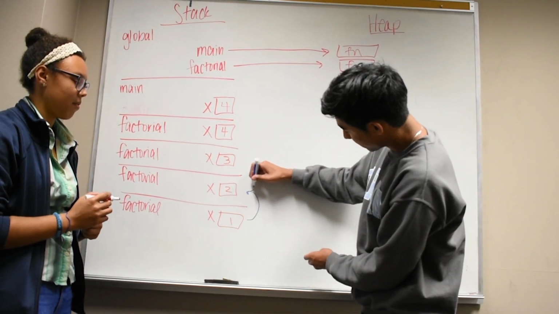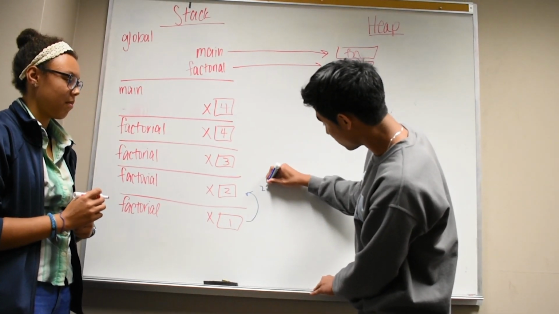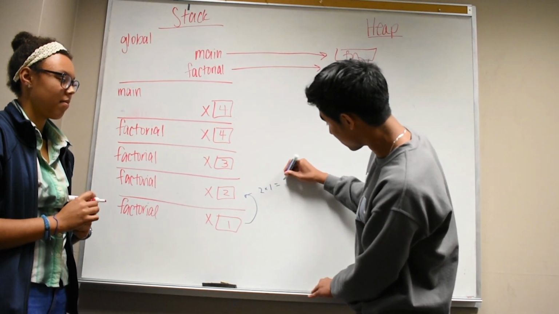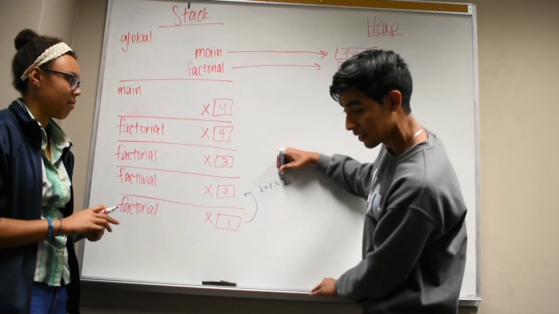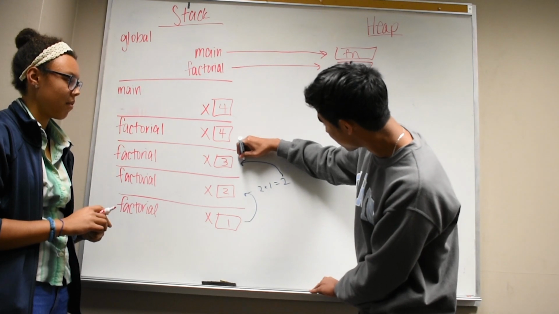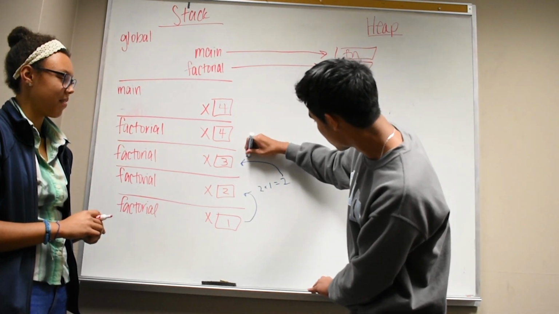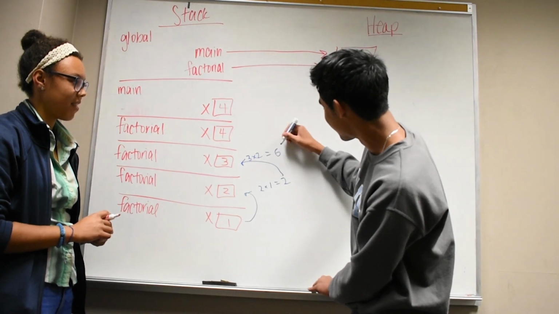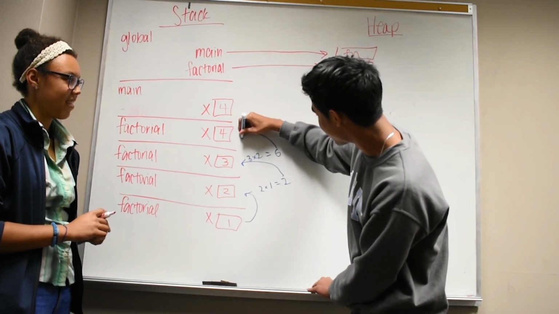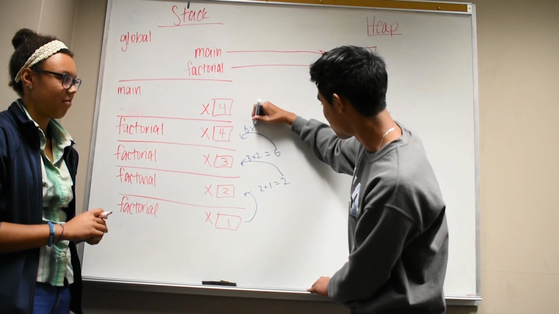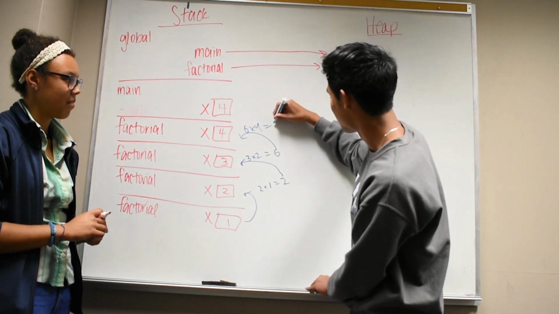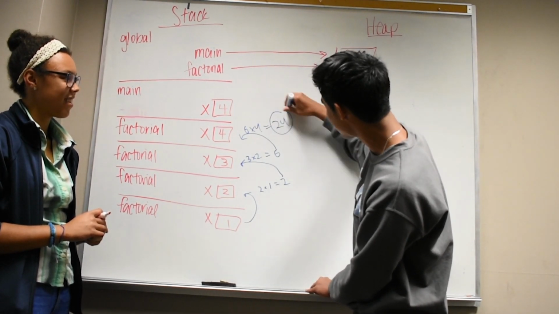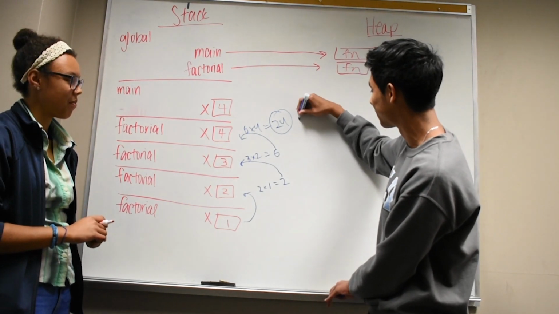So we're going to go through here and then multiply here, 2 times 1, and that will give us back 2. So then we're going to take this number, come back through here, multiply 3 times 2, give us 6, take this back here, multiply 6 times 4, and this 24 right here is actually going to be our final output.